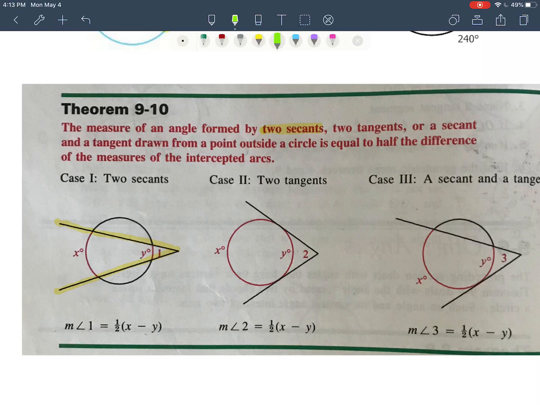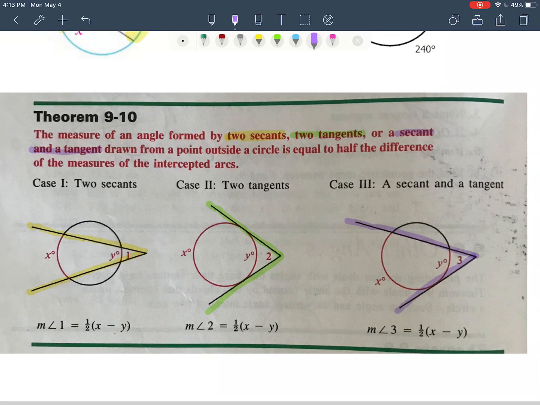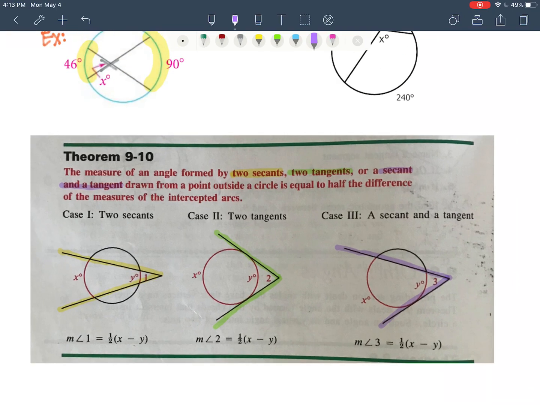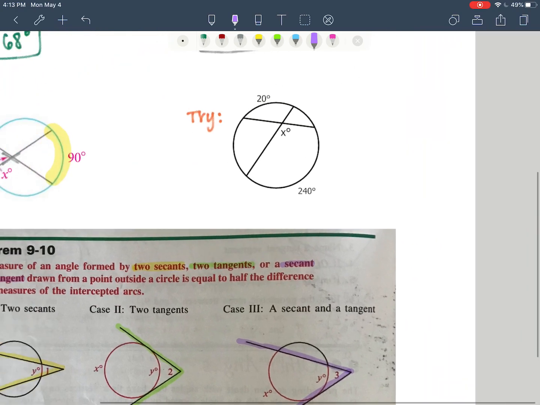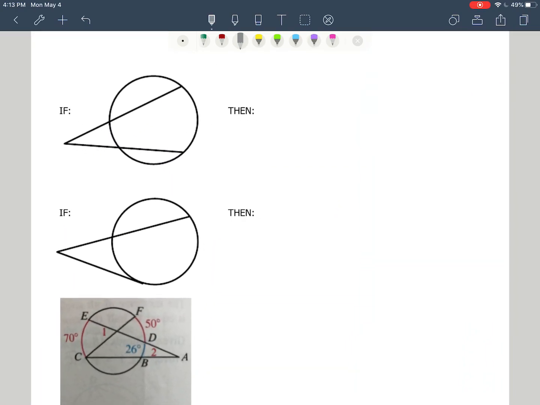It could also be two tangents. So here you've got a tangent and a tangent. That creates an angle outside the circle. And then you've got the secant and a tangent. So here's your secant, and then here's your tangent. And they all share the same formula to find the measure of the angle. And that formula is really super easy. I'm going to show you.